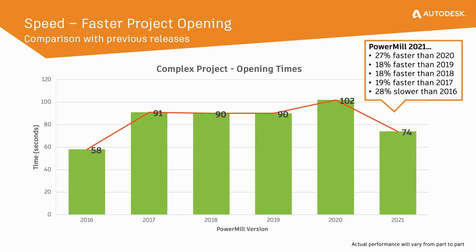Still on the subject of speed, looking at the time taken to open projects, specifically projects with large numbers of hole features, we can see a similar pattern. PowerMill 2021 is significantly faster than the previous releases. So it's around about 18, 19% faster than the previous 4 releases. But note that we've still got work to do. PowerMill 2021 is still a little bit slower than PowerMill 2016. Don't forget it's doing a better job, but it is a little bit slower. And so that's an important point.